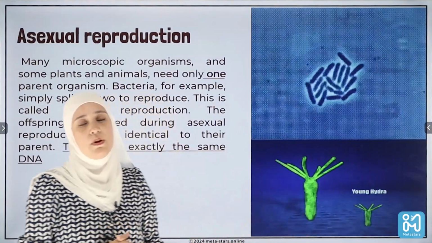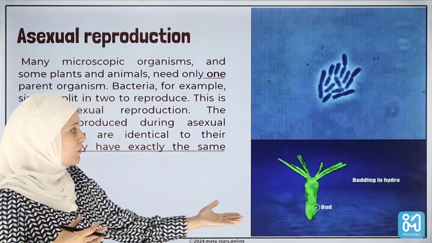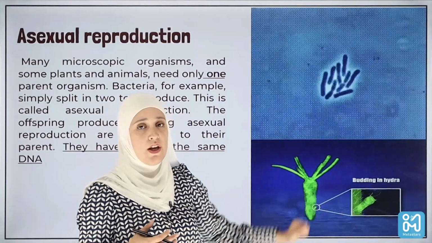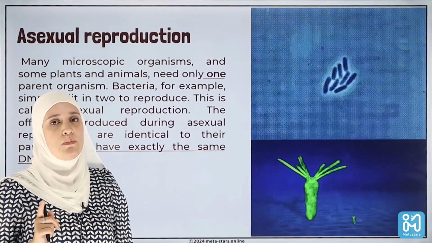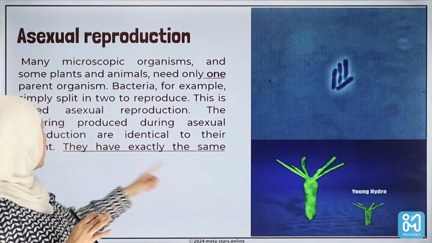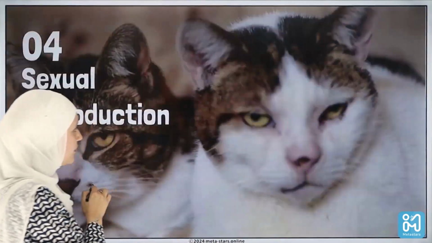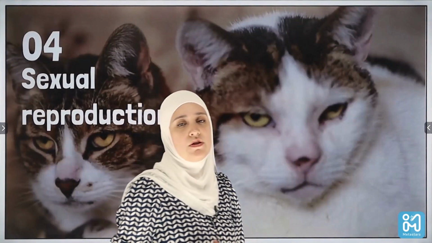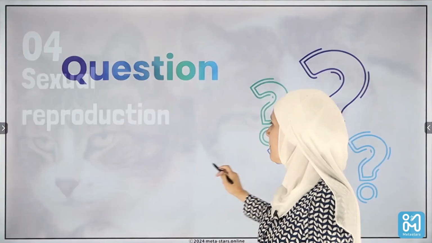Hydra is an example of an organism that can split or divide and form a new one with only one parent. But notice, asexual reproduction can cause identical organisms. They have exactly the same DNA, copy-paste. Sexual reproduction, we are going to talk about it through this chapter. Before we continue, please answer this question.